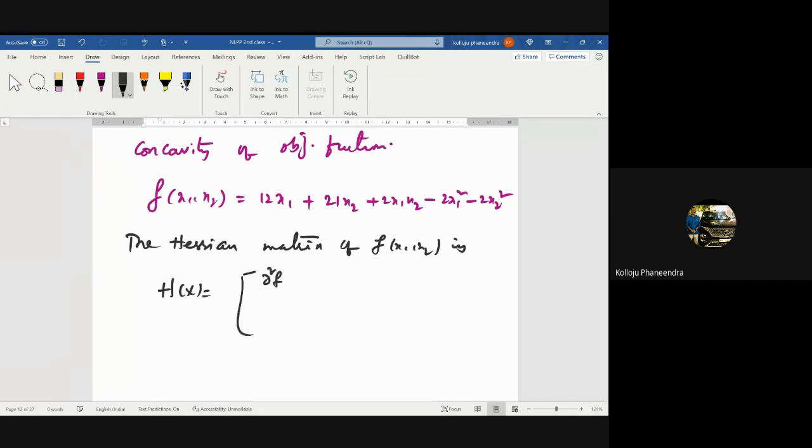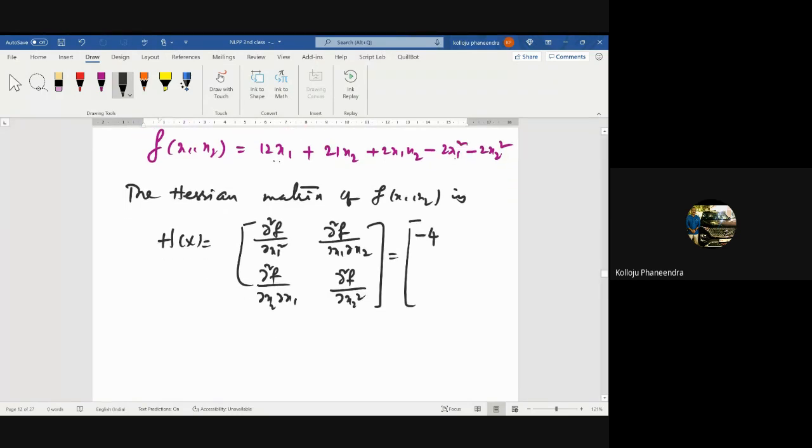The Hessian matrix H of x is the matrix of second order partial derivatives: dou square f by dou x1 square, dou square f by dou x1 x2, dou square f by dou x2 x1, dou square f by dou x2 square. Since two variables are there, it is a 2 by 2 matrix, right? Let me write for clarification: dou f by dou x1 is 12 plus 2x2 minus 4x1.